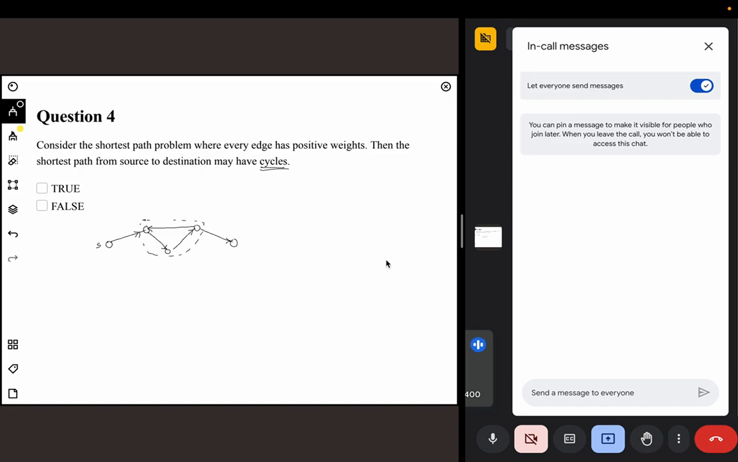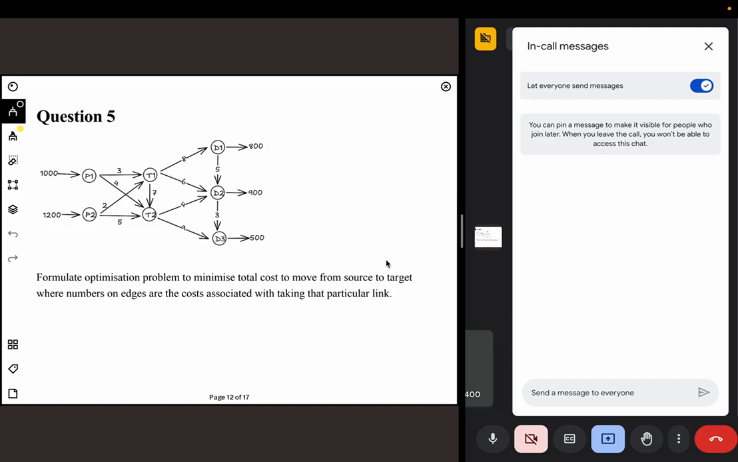So what we are saying is, if all the weights are positive, can I have cycles in my shortest path problem? No. Okay. Why? Yes. So your cost will always increase. Your cost or whatever time will always keep on increasing. So instead of going into the loop, you can always go outside the loop, and that will reduce the path cost. So optimization will come out of the cycle anyways. This is false.